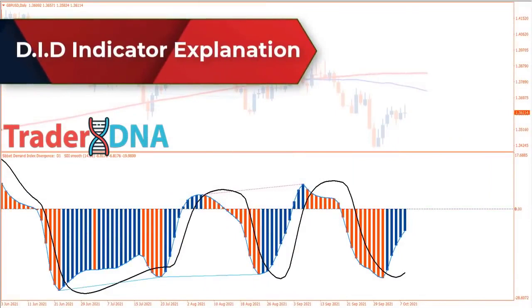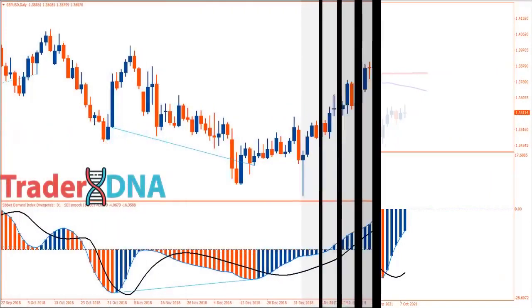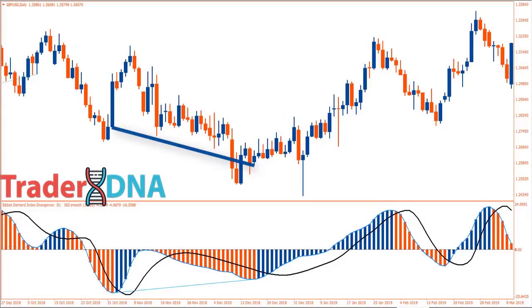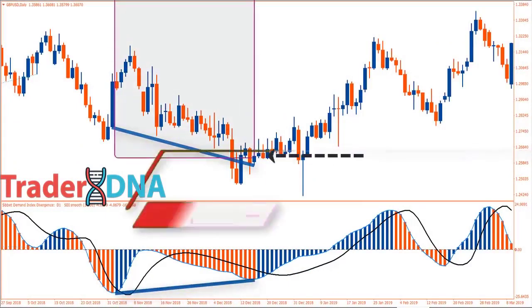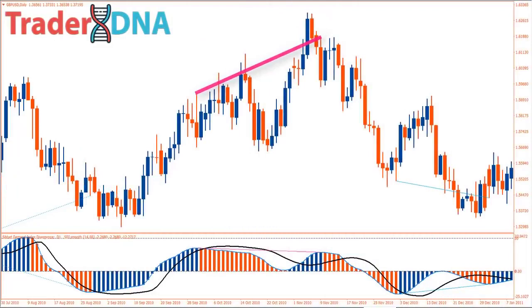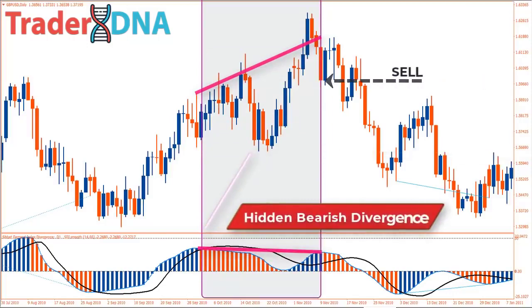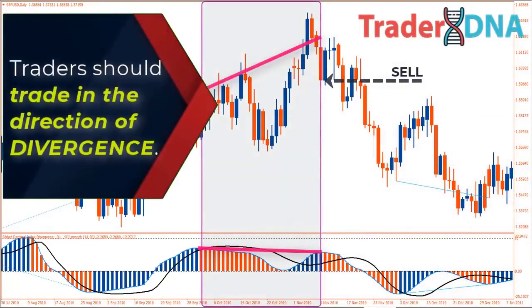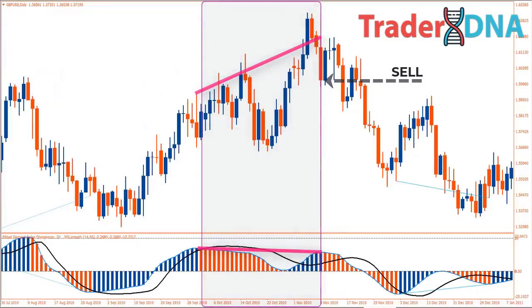Demand Index Divergence Indicator Explanation. Demand Index Divergence Indicator also measures the momentum of the price data. When price makes a lower low, but Demand Index Divergence Indicator makes a higher low, it's called hidden bullish divergence. Conversely, when price makes a higher high, but Demand Index Divergence Indicator makes a lower high, it's called hidden bearish divergence. Hidden divergence is an indication that the ongoing trend is strong and the trend can continue. Traders should trade in the direction of divergence by using the crossover of histogram and signal line as a trigger. Alternatively, traders can apply trend line breakout and breakdown for taking entry. Here are other examples of the Demand Index Divergence Indicator trading.